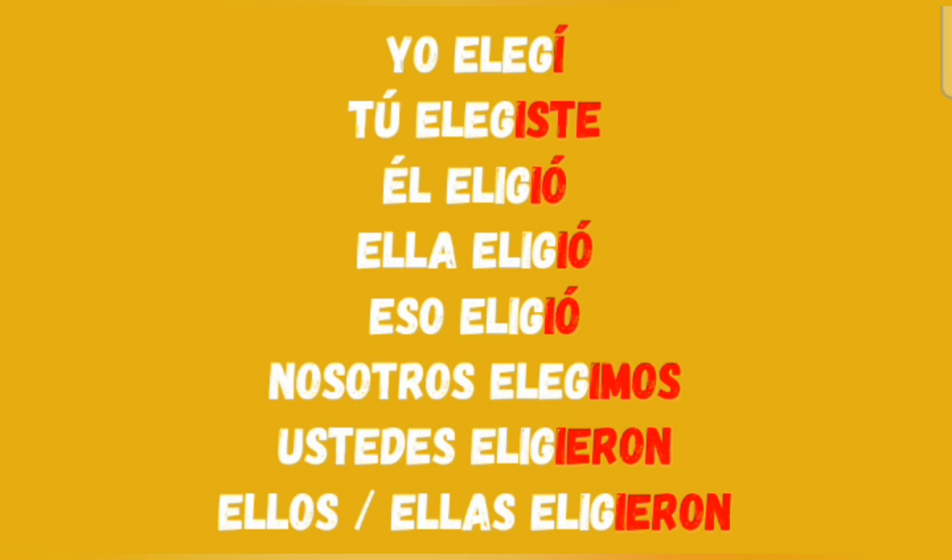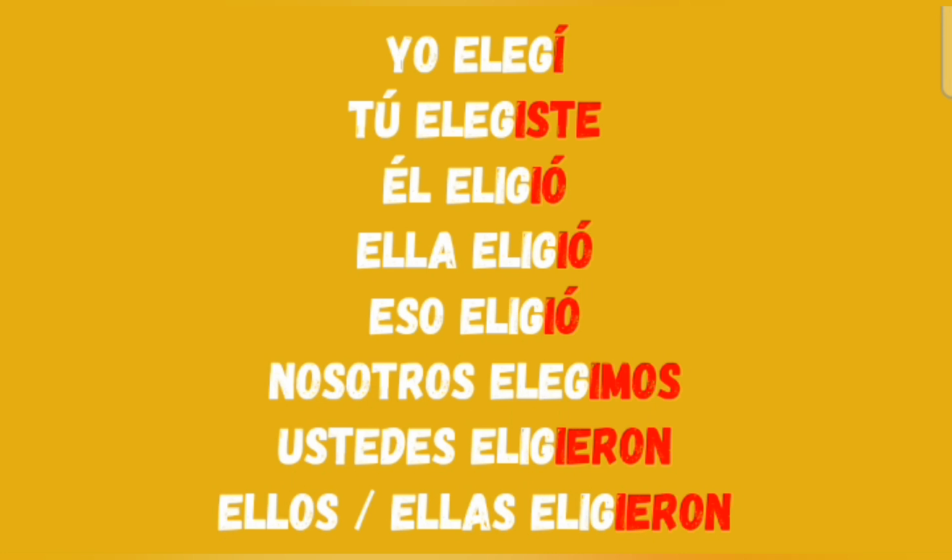Eleg. Okay? Now according to the personal pronoun you, which means tú, if you want to say you chose, you have to say, tú elegiste. Tú elegiste. Okay, as you can see, the first personal pronoun and the second personal pronoun, yo and tú, have the same root word, okay?